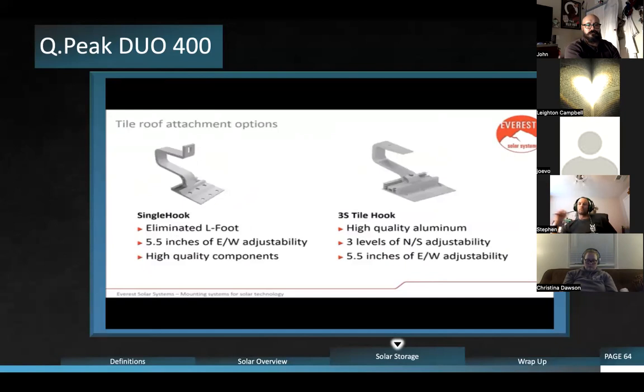Here are our two tile roof attachment options. We have the single hook, which comes with an elevated lip, so you don't need an L-foot to attach to the rail. Comes also with 5.5 inches of adjustability. And then we have the 3S tile hook, which also comes with adjustability as well. These are two options that have been selling a lot here in California, where there's multiple different homes with tile that is needed.